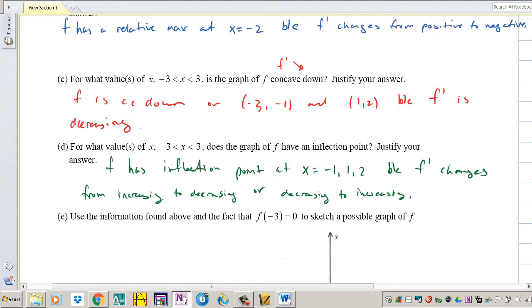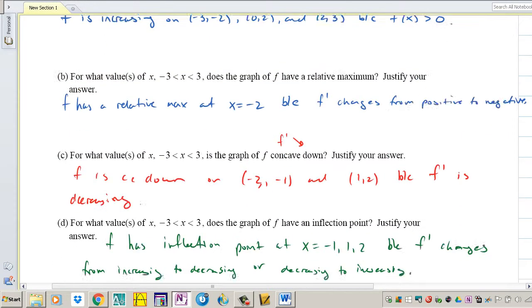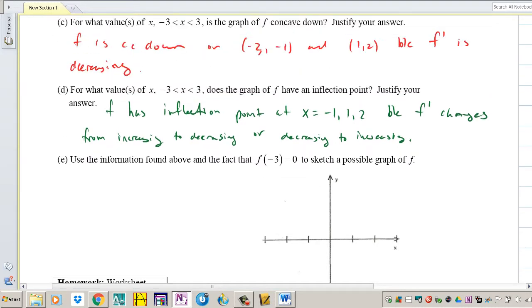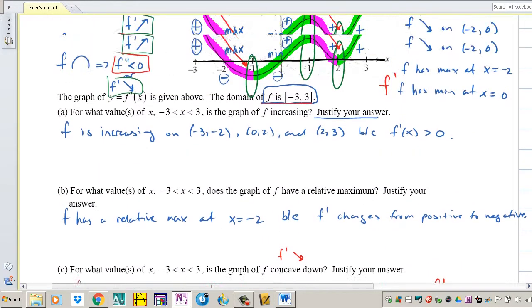And that'll be it for this lesson. So I'll leave you guys with part E on your own. It says here, use the information found above and the fact that f of negative 3 is equal to 0 to sketch a possible graph of f. So that is actually too many answers to discuss there. There are so many ways you can do this. I'll leave you guys that as an exercise. So that's it for today.